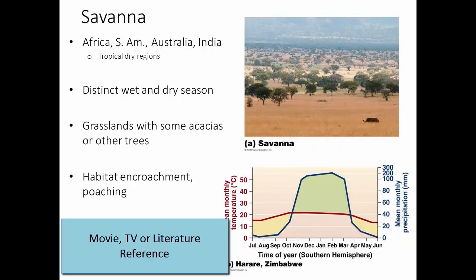Savannas are found in stretches of Africa, South America, Australia, India, and other dry tropical regions. This biome is dominated by grasslands, but also has clusters of acacias and other trees. There is a distinct wet and dry season in this biome. During the dry season, grazing animals congregate near the widely spaced watering holes. You'll find animals like zebras, gazelles, giraffes, and lions in this biome.